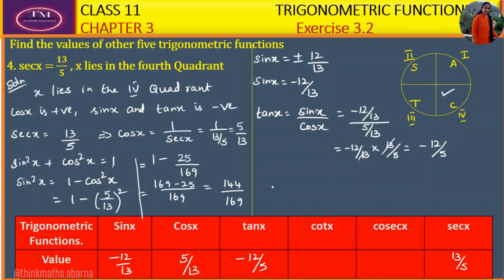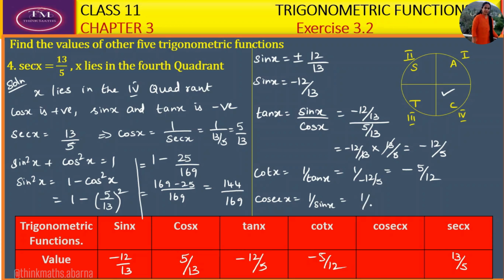What about cot x? Cot x is 1 by tan x, which is equal to 1 by minus 12 by 5. Very simple. So minus 12 by 5 will become minus 5 by 12. We got cot x. And the last one is cosecant x. Very simple. This is 1 by sin x.